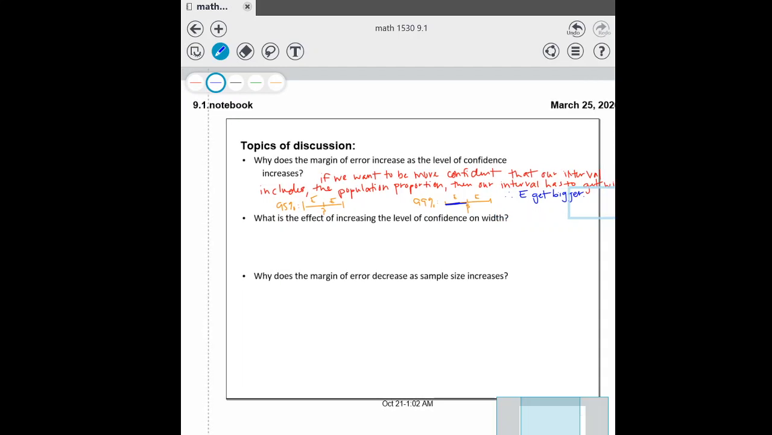My margin of error gets bigger. It means when you're more confident, there's more room for error. It's more likely that you're going to make a mistake if you're saying something with 99% confidence versus something with 95% confidence, for instance.